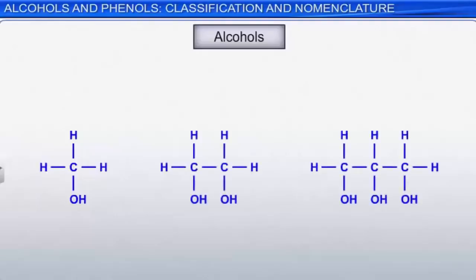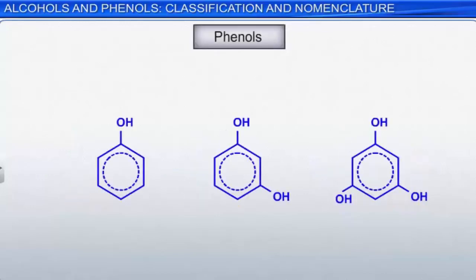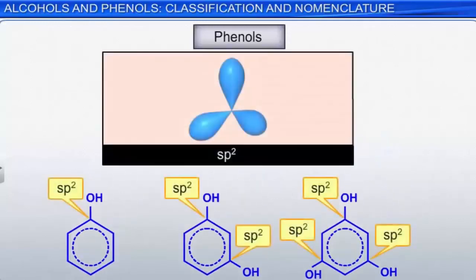Alcohols are organic molecules that contain one or more hydroxyl groups attached to a carbon atom or atoms, as shown in the illustration. By contrast, phenols contain one or more hydroxyl groups attached to a carbon in an aromatic ring. In phenols, the carbon attached to the hydroxyl group is sp2 hybridized.